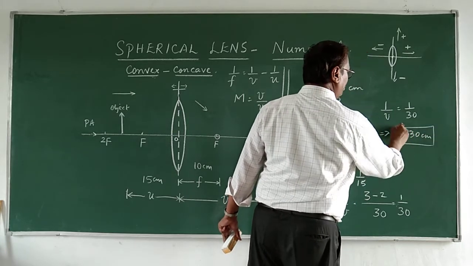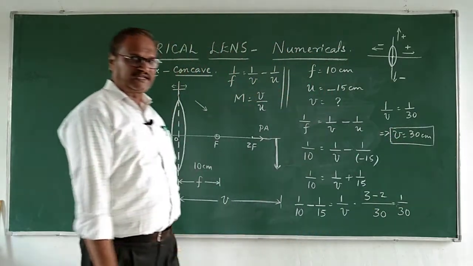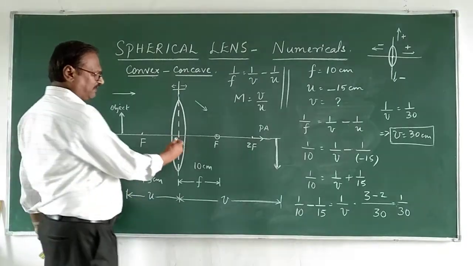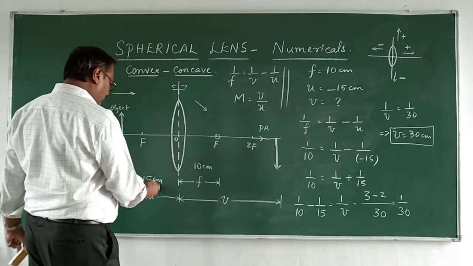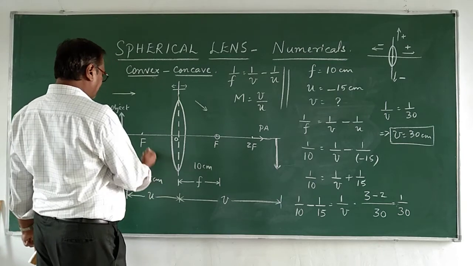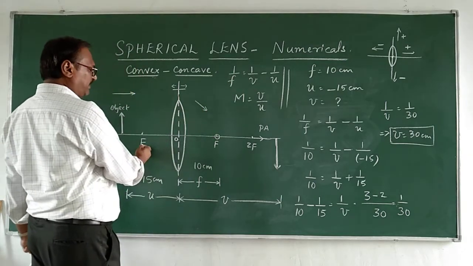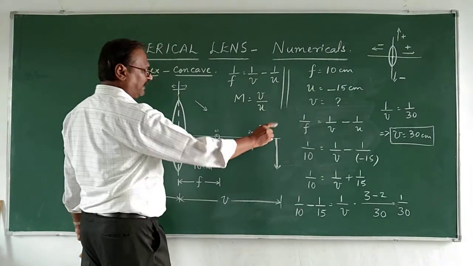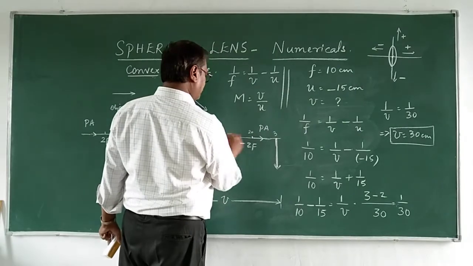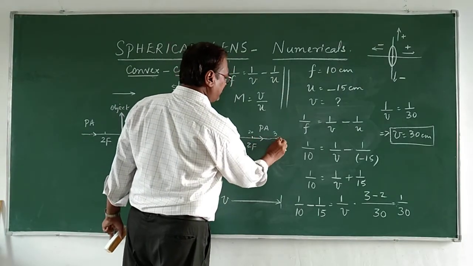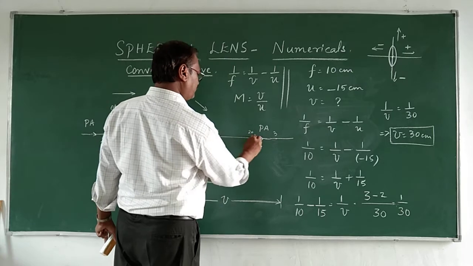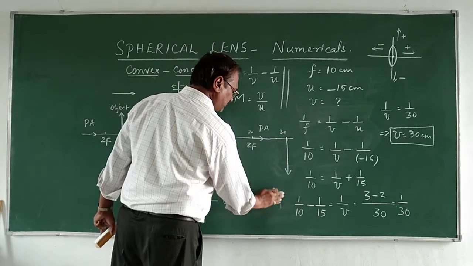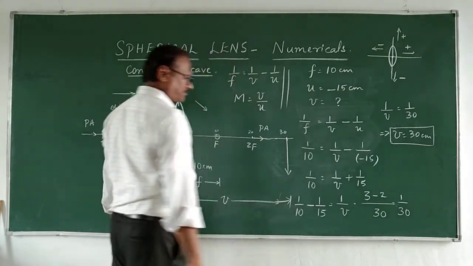That means we have found the position of the image. Where is 30 centimeter? Positive 30 centimeter. It lies on the right hand side. Already the focal length is given to be 10 centimeter, right? This is 10, and this is 2F, and the image is forming somewhere beyond, which is some more distance. The image is formed 10, 20, and it will be 30 here, and the image is formed here at 30. So this is the image distance.